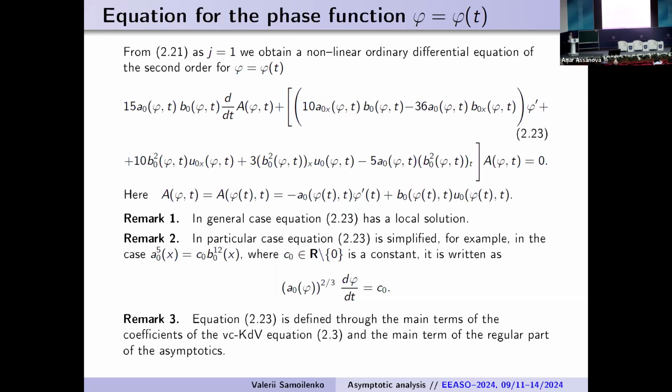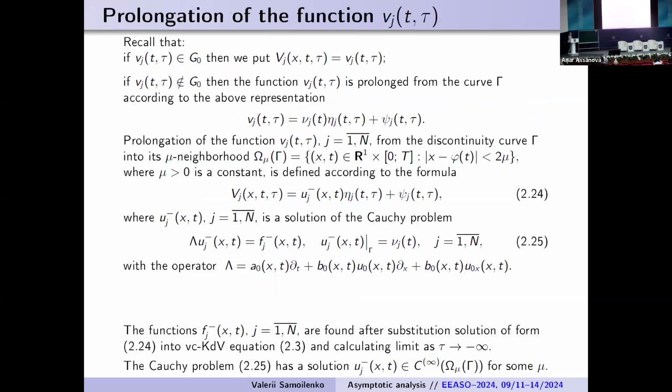So I want to recall again that if the singular part of the asymptotics belongs to the space of quickly decreasing functions, we can put the prolongation by a very simple formula. In the other case, we use the representation which was shown before.